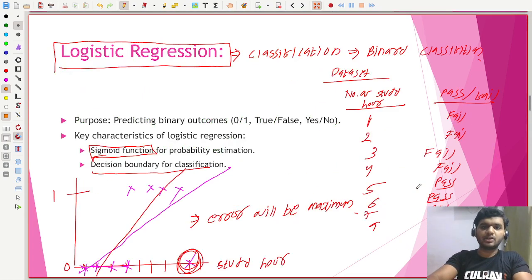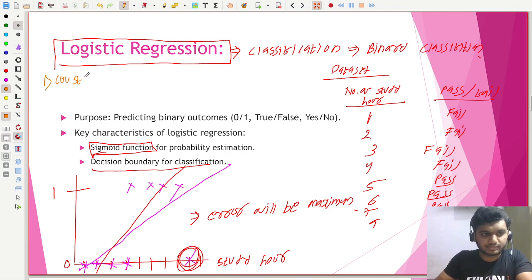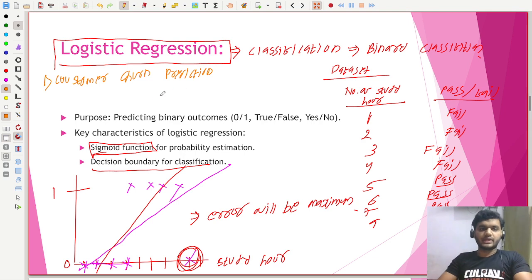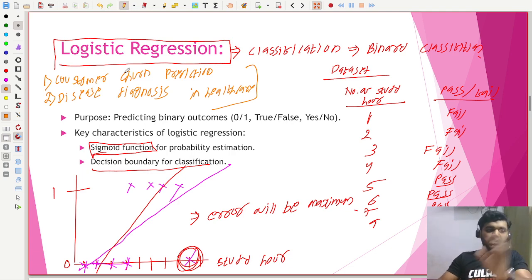Similarly, real world applications for logistic regression are, first, customer prediction in business analysis, and second, disease diagnosis in healthcare. So these are two real world applications of logistic regression.